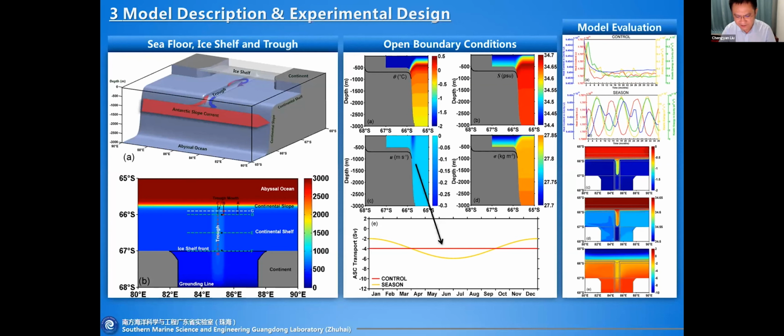Since the strength of the ASC can regulate the bottom pressure torque, MCDW intrusion within the trough is expected to covary with ASC. However, the maximum onshore transport will lead the strongest ASC by 3 months due to the change of TBS structure in response to the change of the stratification. So thank you for your attention. That's all.